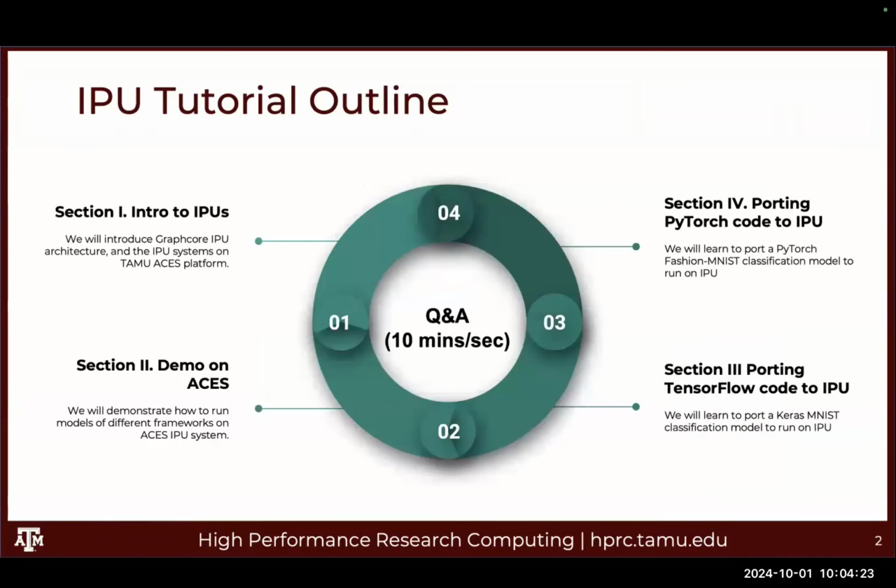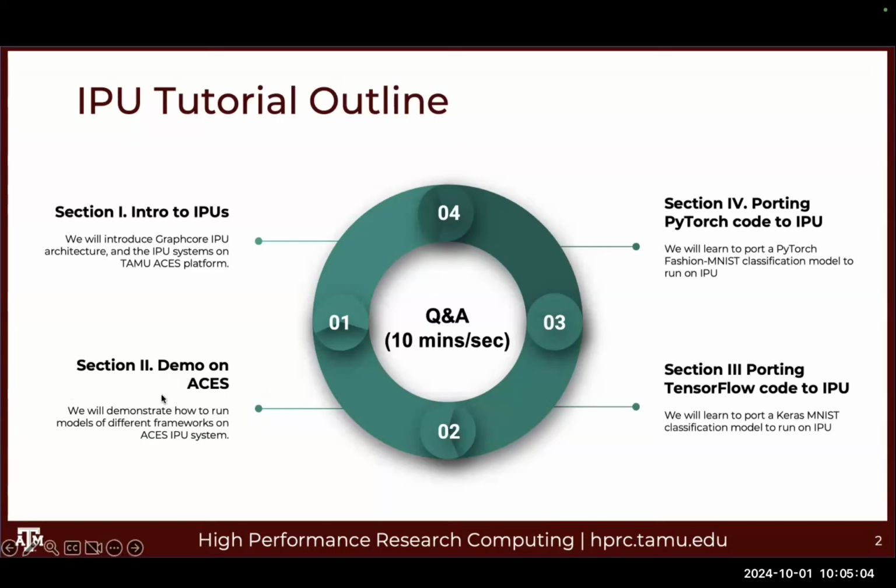This is the outline for today's short course. In the first section, I will be giving a brief introduction to the IPUs, for example, the architecture and the IPU systems on the Texas A&M ACES platform. We have two different types of IPU systems on ACES. Today, we will be focused on the more advanced one called the Bow IPU system. Another one is called Colossus. I will briefly introduce them a little later as well.